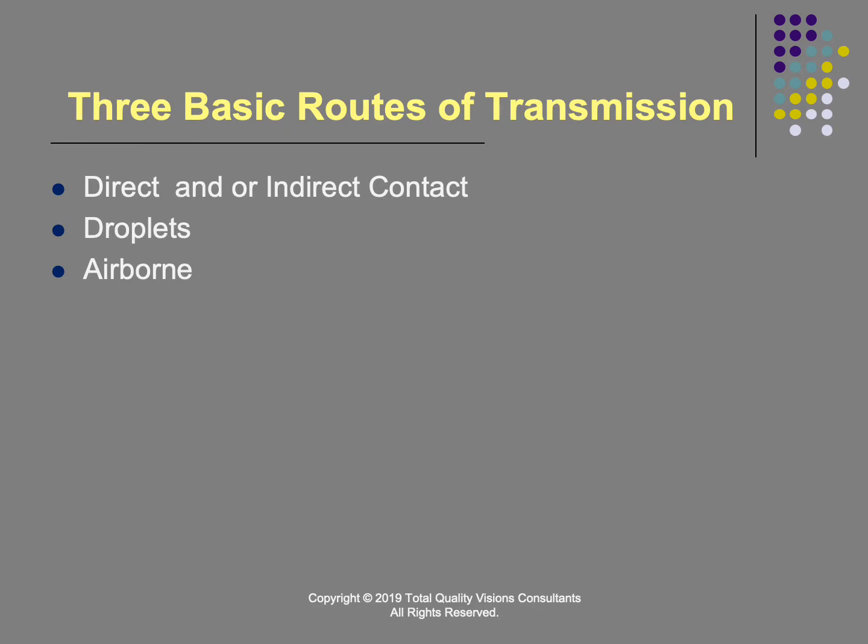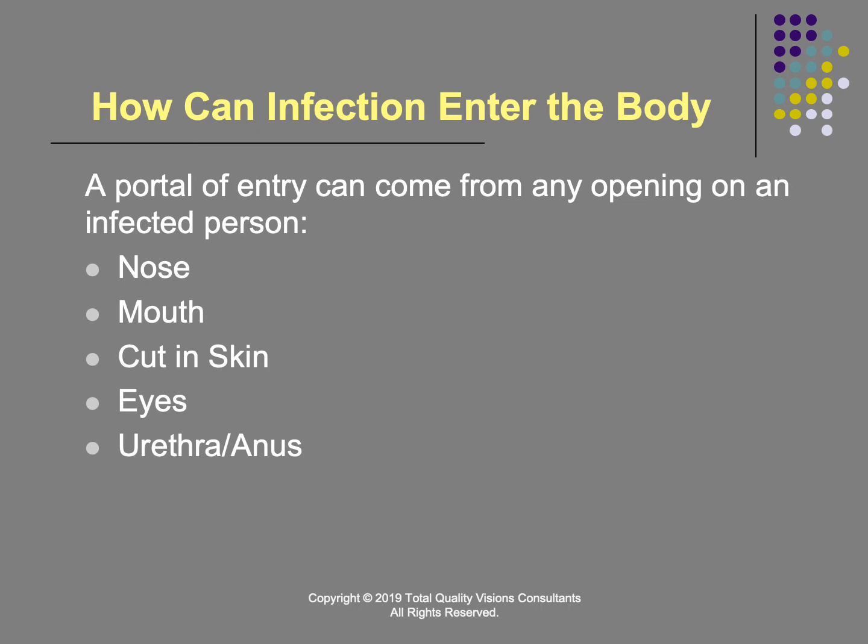There are three basic routes for transmissions: contact, droplet, and airborne. There are two types of contact, direct and indirect. Droplet typically is larger, they don't travel long distances, and are not infective over time. Airborne are smaller, infective over time and distance. A portal of entry can come from any opening of an infected person: nose, mouth, cut in skin, eyes, or anus.